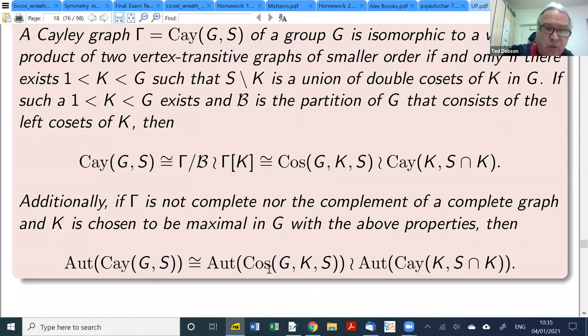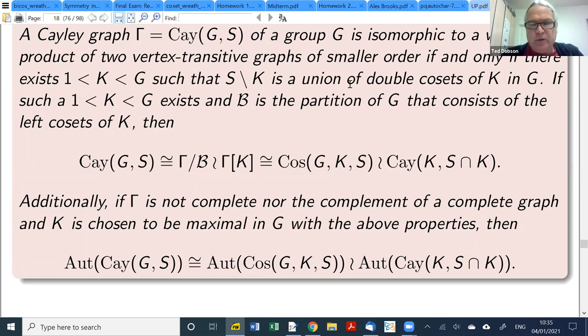Finally, as a bonus, we went ahead and calculated the full automorphism group. And this is a little bit important for what comes later. So if it's not a stupid case, our stupid case here is that gamma is complete or the complement of a complete graph. If you choose K to be maximal in G, such that it's a union of double cosets such that this condition is true, then the automorphism group is just the wreath product. So if I pick my subgroup K correctly, the automorphism group of this Cayley graph is isomorphic to the automorphism group of two smaller graphs. Okay, so there's the theorem. The big part we were after was a union of double cosets of K.